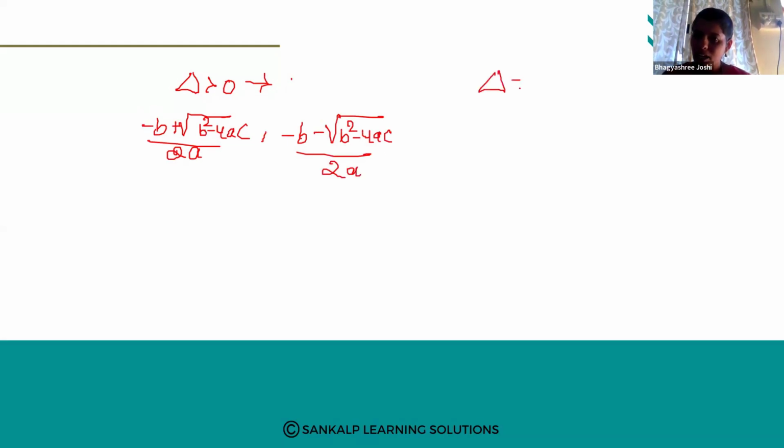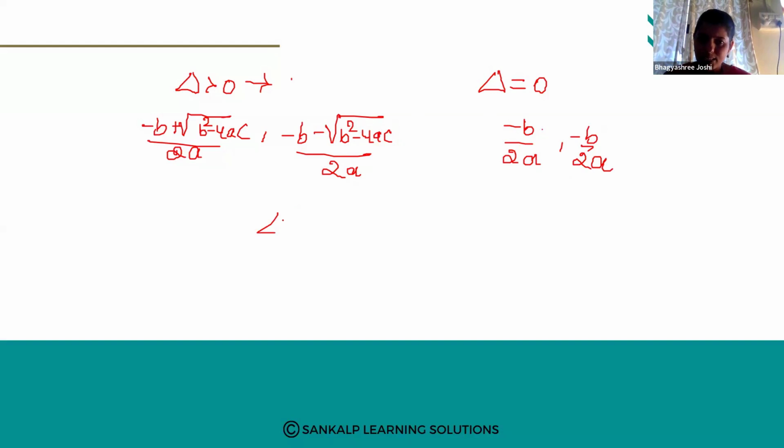If delta is equal to 0, that means two equal roots. Then what do you get? Minus b plus or minus square root of b square minus 4ac divided by 2a. This b square minus 4ac is delta, so delta is 0 here. Therefore, the two roots are minus b divided by 2a and minus b divided by 2a.